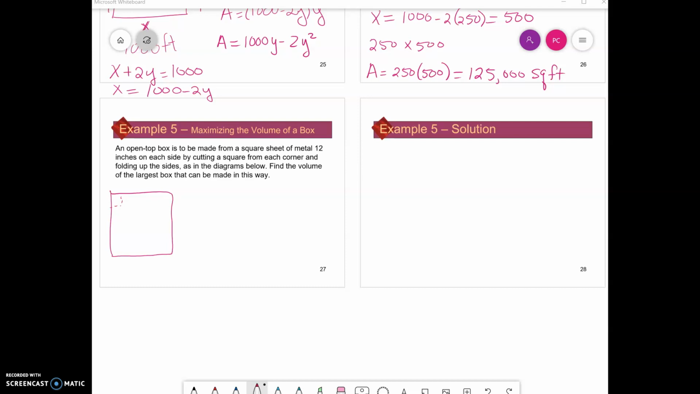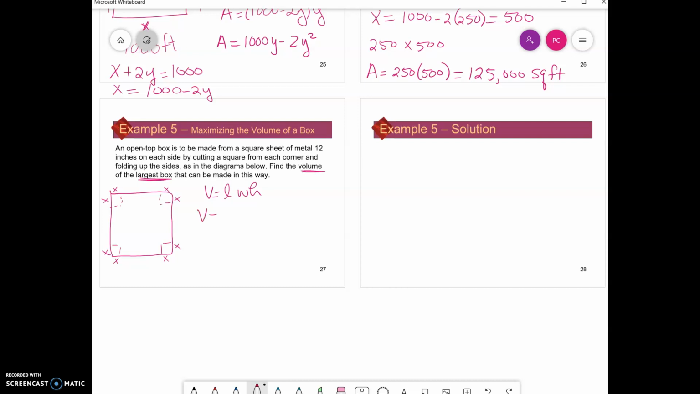So we're going to cut out some square out of each corner and then fold the sides up. There's a better picture on page 217 in your book, but this is where I can draw. So I'm going to cut some x value out of the corner of each one, and we want to maximize the volume, the volume of the largest box that can be made. Recall, volume is the length times the width times the height for a box.